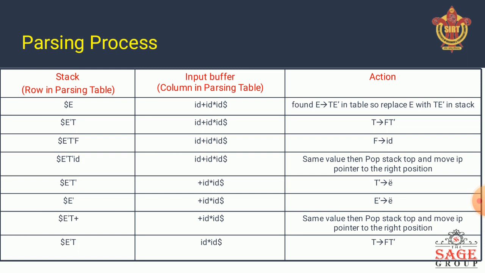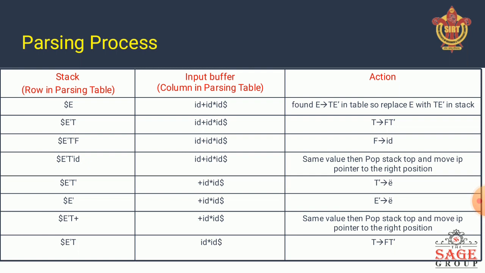Now we find E dash versus plus. E dash produces plus T E dash. So E dash is replaced by plus T E dash. Now we see plus at the stack top and plus at the input pointer. So we pop plus from the stack top and move the input pointer one position to the right.